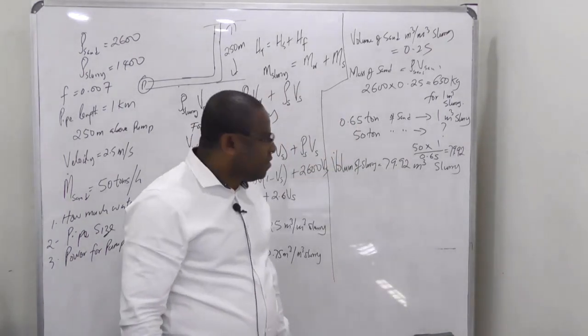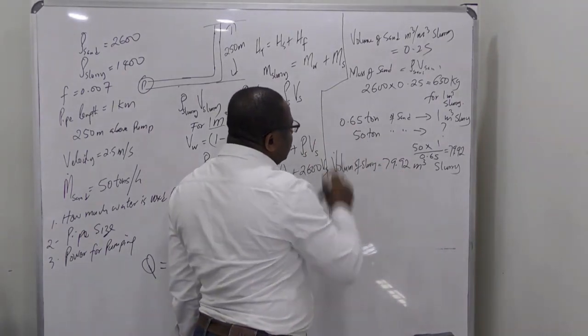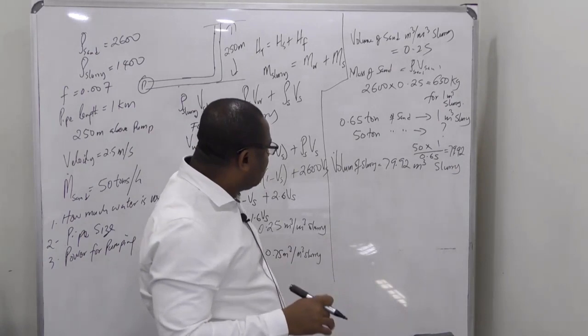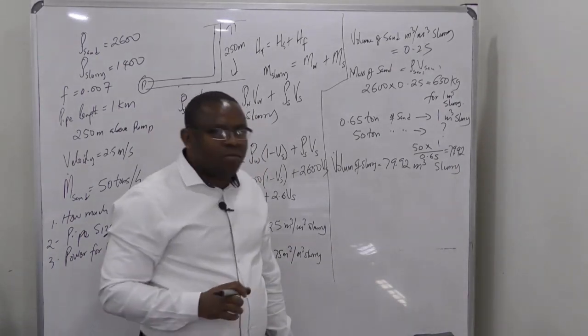All right? So that is how much you will need to have your mixture of sand and water to be able to deliver 50 tons of sand.